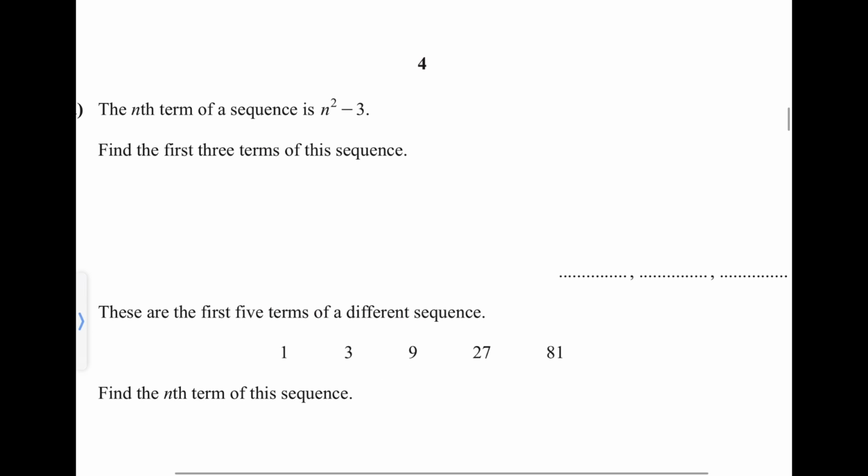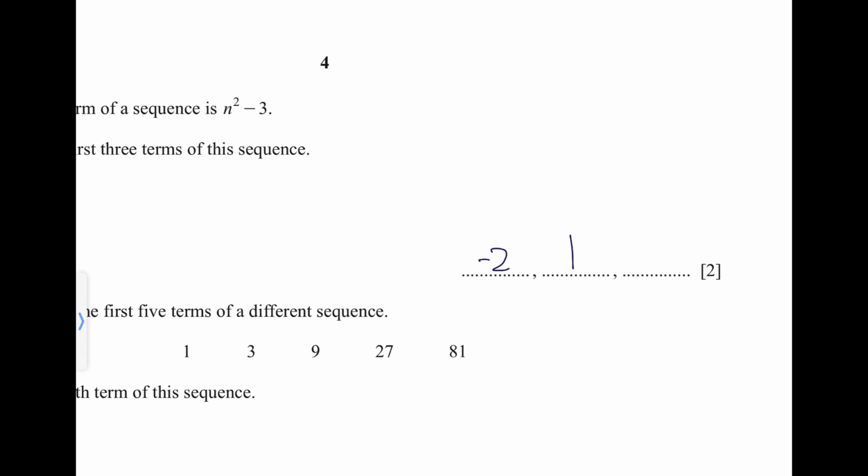Then it says that the nth term of a sequence is n squared minus 3. Find the first three terms of the sequence. To find the first three terms, you just have to assign n to the first term. So 1 squared would be 1, minus 3 would be negative 2. Then you put the second term. So 2 squared would be 4, minus 3 would be 1. Then you put the third one, that is 3 squared is 9, minus 3 is 6.